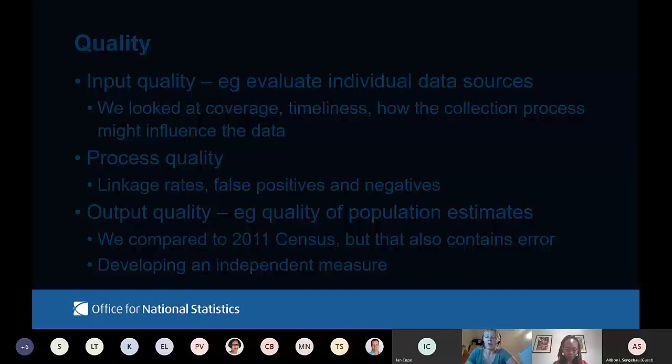All the analysis we've done so far, we've compared to the 2011 census, but we know that also contains error. And if we move to a situation where admin data becomes a replacement for the census, we can no longer benchmark against the census to tell us about quality. So we need to develop an independent measure, and that's the key thing that we're trying to do now.